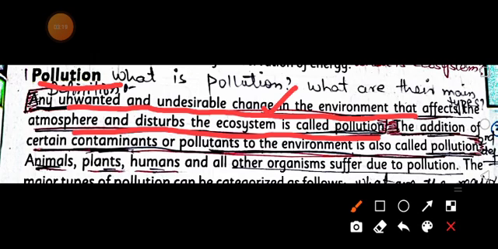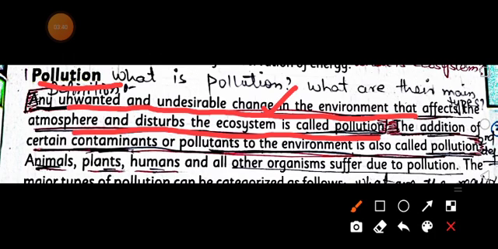Students, what is ecosystem? Ecosystem is simply the interaction between the living organisms and the environment. So any unwanted and undesirable change in the environment that affects the atmosphere and disturbs the ecosystem is called pollution.